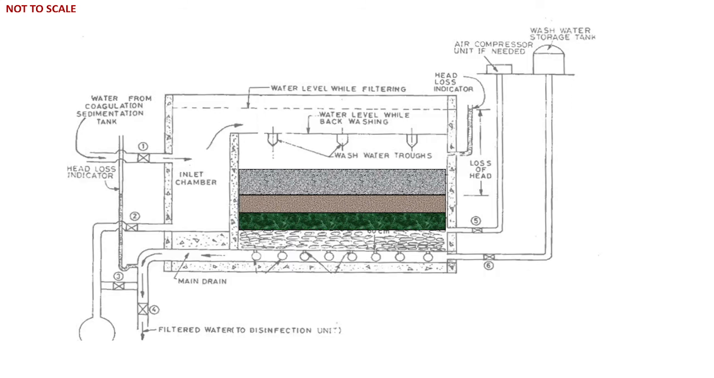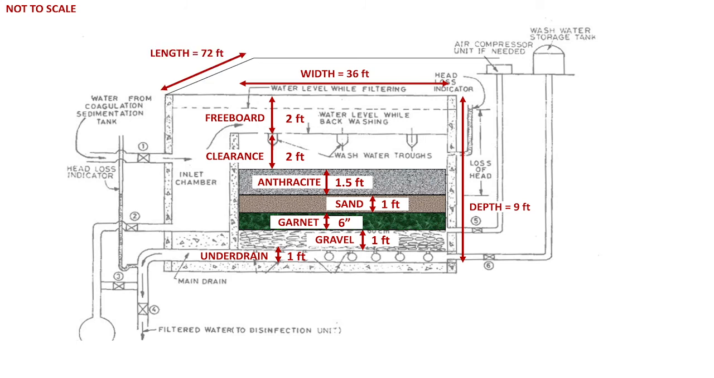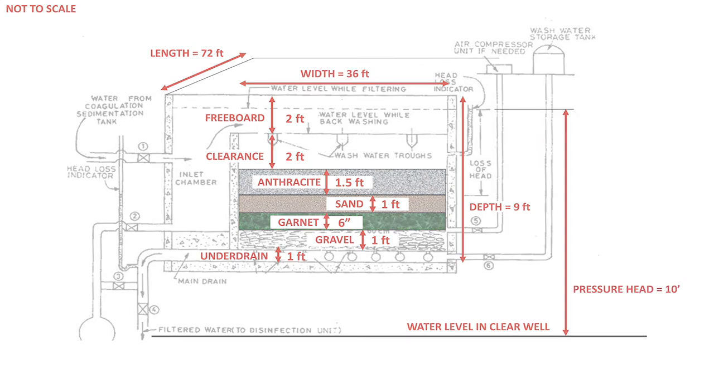So here we can see a sketch of the designed filter with a 1 foot underdrain, a 1 foot gravel layer, a 6-inch garnet layer, a 1 foot sand layer, a 1.5 foot anthracite layer, clearance of 2 feet between the top of the anthracite and the water troughs, a freeboard of 2 feet. Again, our width is 36 feet, our depth is 9 feet, and our length is 72 feet for the structure. This allows us to have a total pressure head of 10 feet.